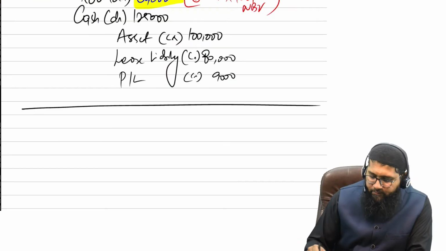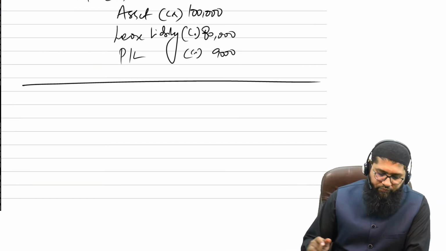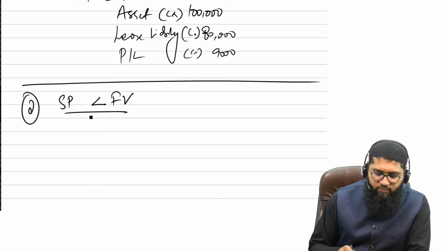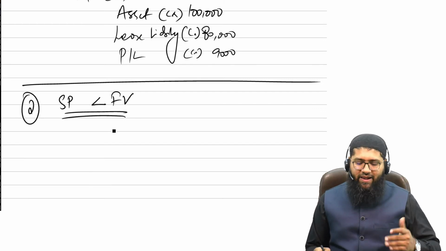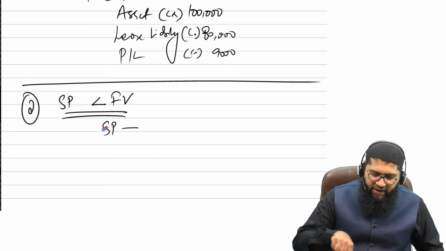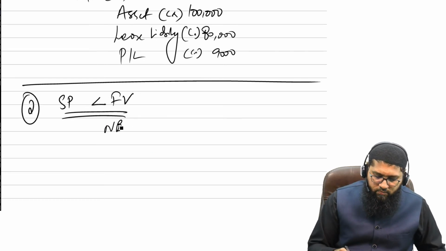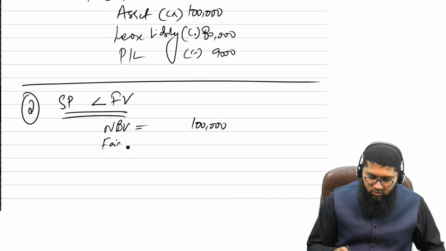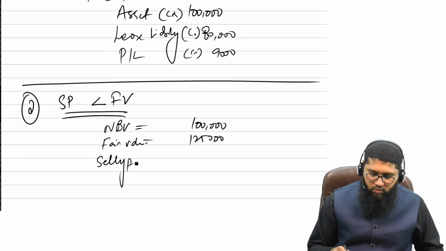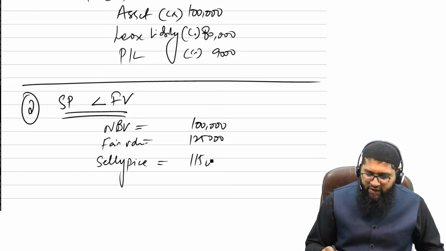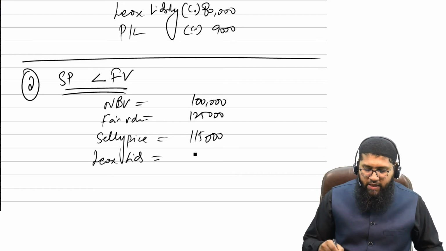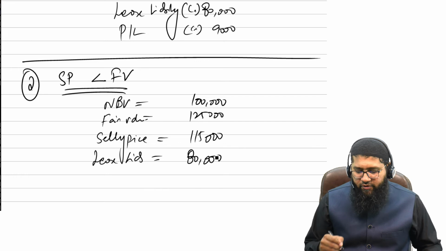Now let's move a bit forward and talk further. The next aspect is that the selling price is less than fair value. What exactly could this be? Let's say your net book value is again 100,000. The fair value is 125,000. The selling price is 115,000. And the lease liability is again that 80,000.